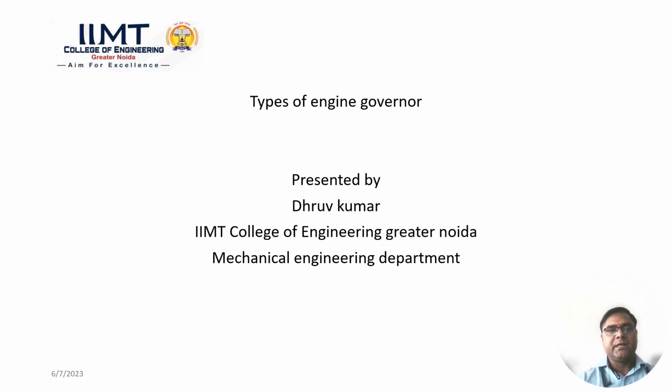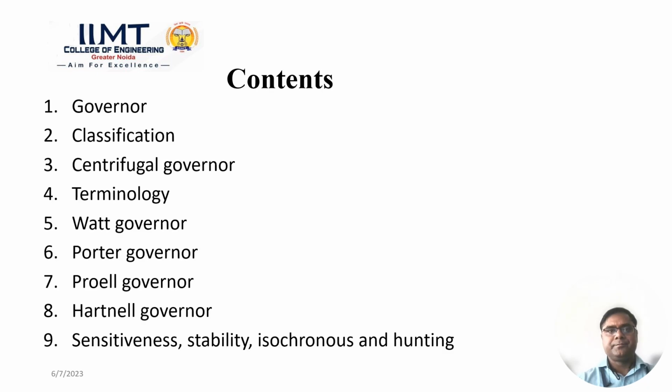So today in this video lecture I will explain types of governor. These are the contents which I will deliver: governor, classification of the governor, centrifugal governor and its terminology, and the next categorization is types of governor: Watt governor, Porter governor, Royal governor, Hartnell governor, and some different terms: sensitivity, stability, isochronism, and hunting of the governor.